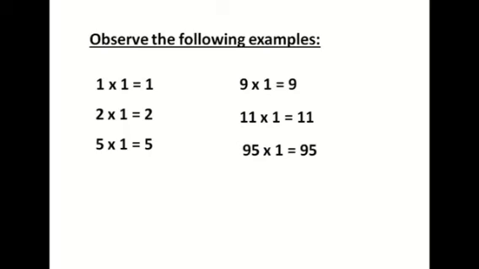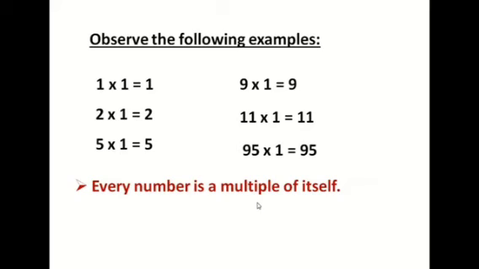So, what can we say after looking at these examples? We can say that every number is a multiple of itself. What I told? Every number is a multiple of itself. There are different numbers we have taken, and the product we got is the number itself. That means whatever number you are taking, the number is a multiple of the number itself. Okay?